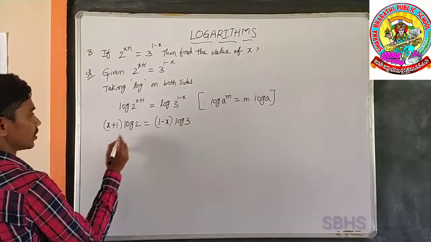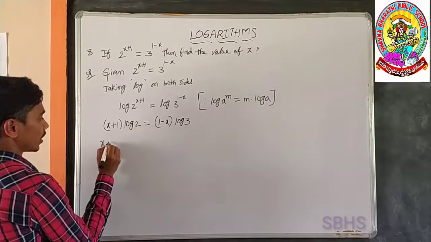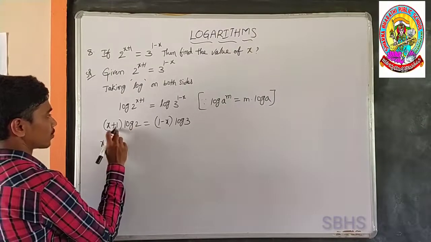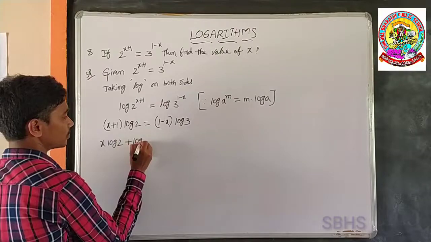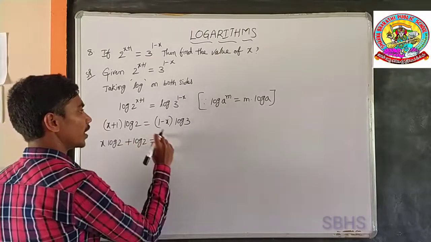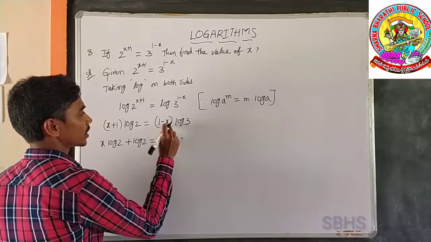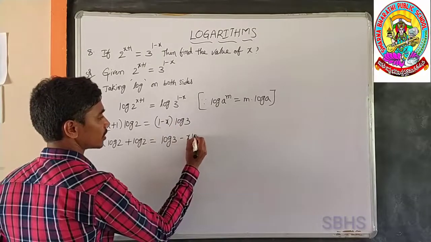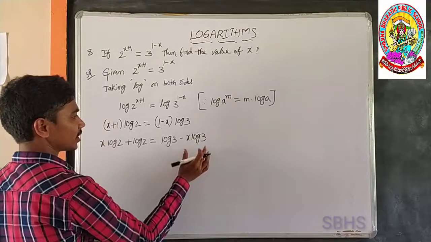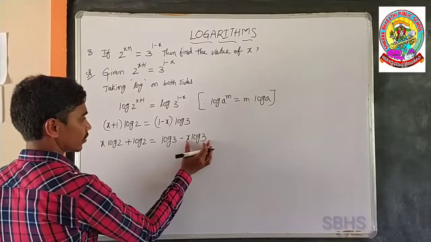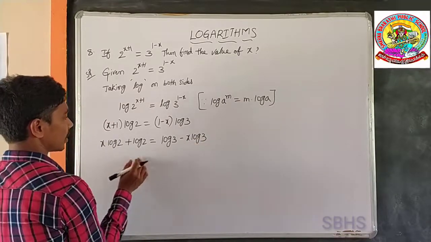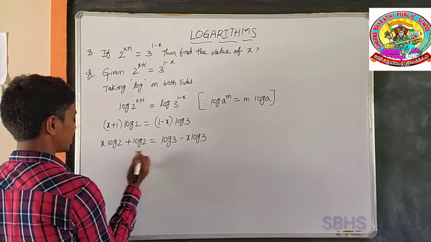Multiplying out, x log 2 plus 1 into log 2, log 2 is equal to 1 into log 3 minus x into log 3, x log 3. Take the x coefficient terms to one side and the constant terms to the other side.